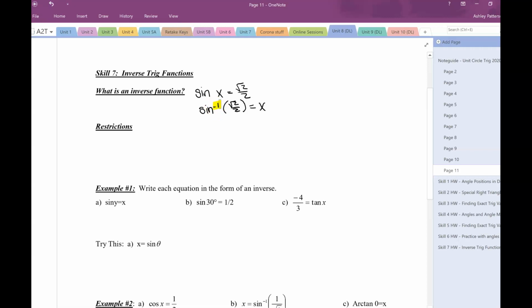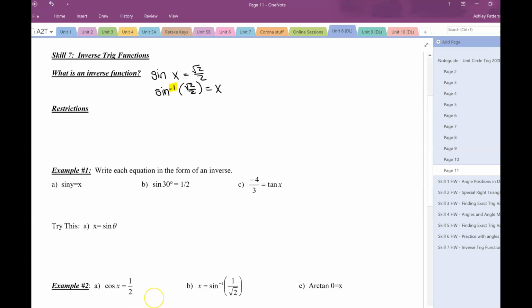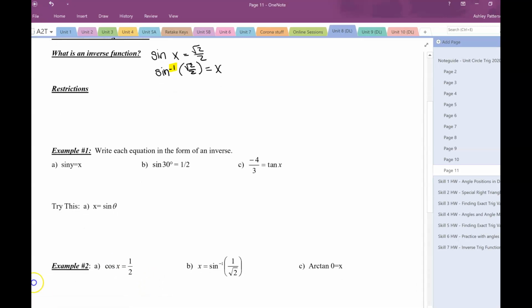Yeah, we have to have that -1 exponent. Okay, so we read this as the inverse sine of rad 2 over 2. And some of us may already know that to have a reference angle of 45 degrees. Hopefully the majority of us do at this point.